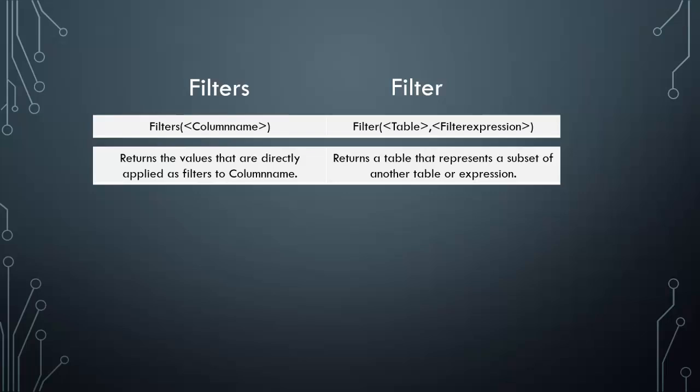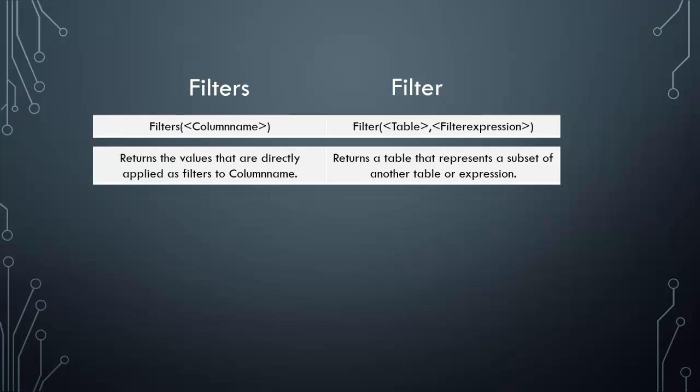The next difference is that FILTERS returns the values that are directly applied as filters to a column. As you can see in the syntax itself, you can only pass a column name, so it will only return the values that are directly applied as filters to a column. Whatever filter you are applying to a column, it will pass that. We'll also see an example of how FILTERS is different from FILTER. This is the theoretical differentiation.